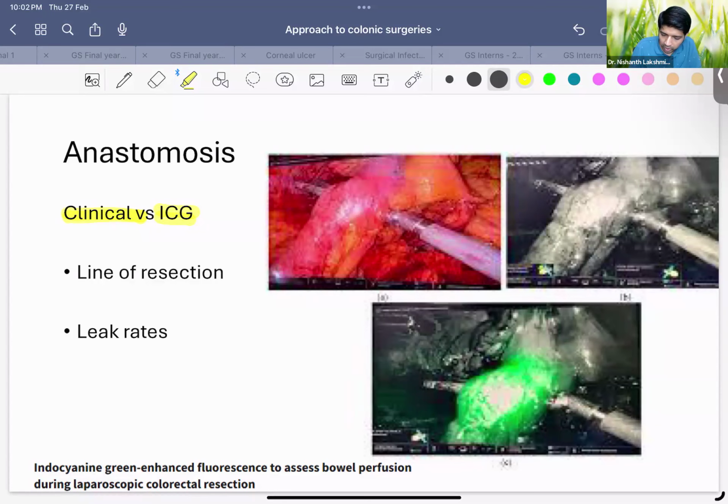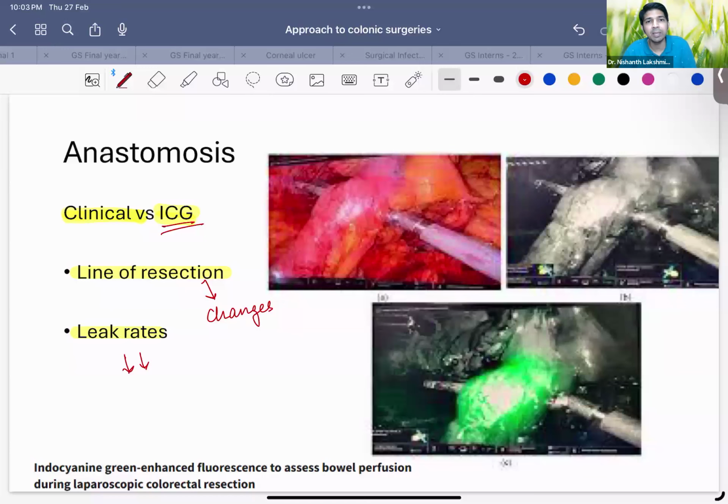All right. So they found out that the line of resection changes. Clinically, I would have decided this is where I want to cut. But after I give ICG, I'll probably go farther or go much more behind. And they found that the leak rates are actually much lower whenever you use ICG. So probably going forward, ICG will be the baseline, routine modality that has to be used, based on the current data that is available.